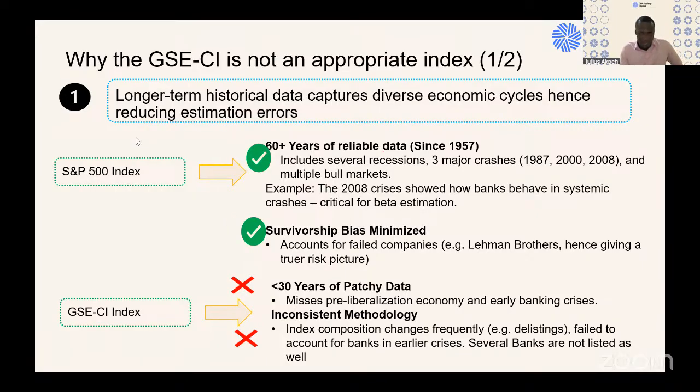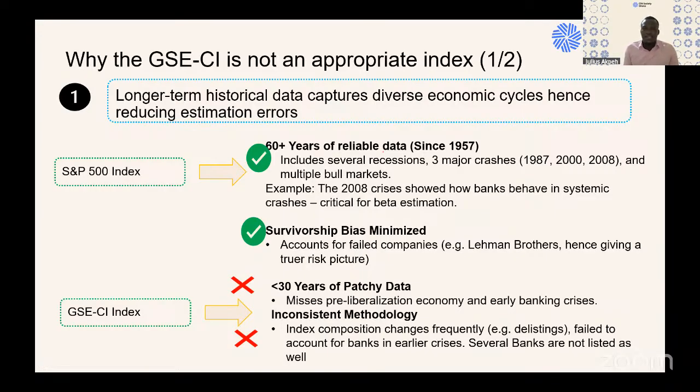Let's look at arguments around S&P. 60 plus years of reliable data since 1957, right? Since 1957. That's when the S&P 500 was created, so 60 plus years. It includes several recessions, 3 major crashes in the United States, including the famous 2008 financial crisis and multiple bull markets. So it captures a lot of nuances in the economy, right?